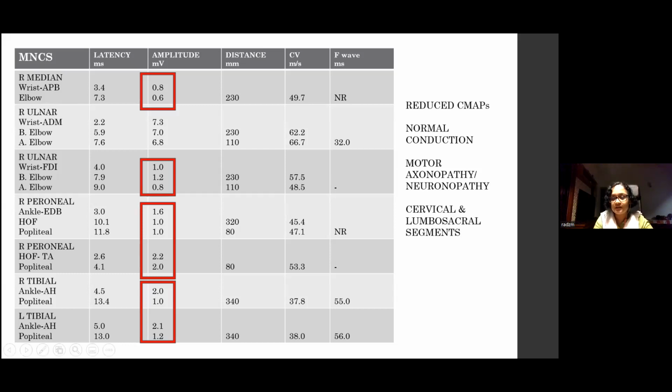Motor axonopathy or neuronopathy still is something that you need to think of. You have to keep the possibility of motor axonopathy, because unless you show diffuse denervation, it's still theoretically possible. But otherwise, neuronopathy, or in other words, motor neuron disease, is the first possibility here.